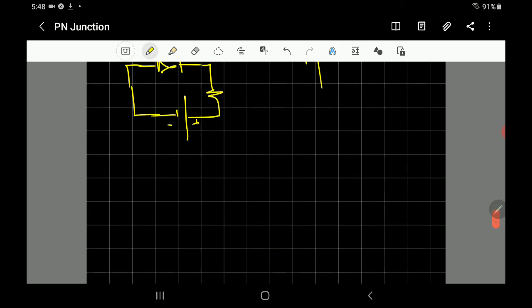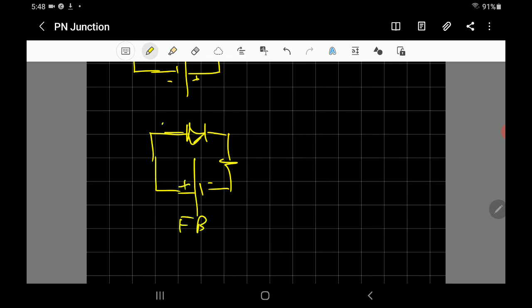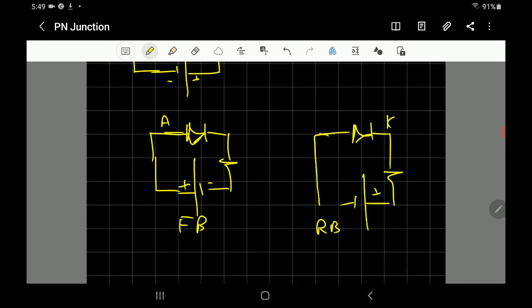So, conclusion: if you want the diode to conduct current, you have to make it forward bias by connecting the positive to the anode. If you want to make it no conduction, you make reverse bias. You connect the positive to the cathode.